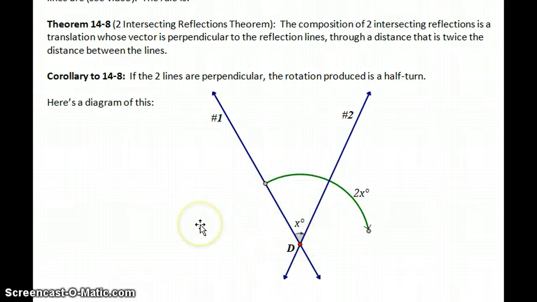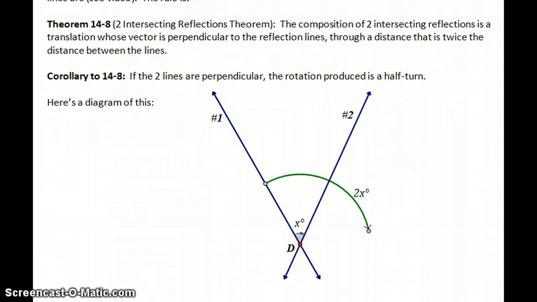And then, of course, if these two lines are perpendicular, think about what happens. There's a little corollary here. If those were perpendicular, there wouldn't be an acute angle, but there'd be 90. And the rotation through double 90 would just be a rotation of 180. So it doesn't really matter which way you go. You're always going to get a half turn. And that's going to happen a lot on coordinate axes problems.